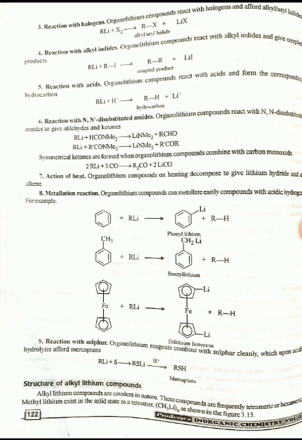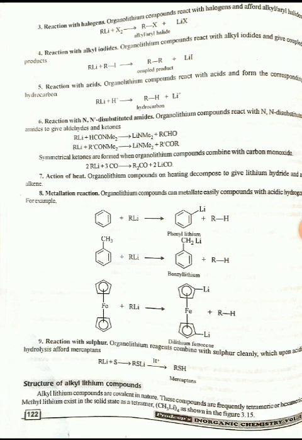Fourth, reaction with alkyl iodides. Organolithium compounds react with alkyl iodides and give coupled products. Fifth, reaction with acids. Organolithium compounds react with acids and form the corresponding hydrocarbon. Sixth, reaction with N,N-disubstituted amides. Organolithium compounds react with N,N-disubstituted amides to give aldehydes and ketones. Symmetrical ketones are formed when organolithium compounds combine with carbon monoxide.